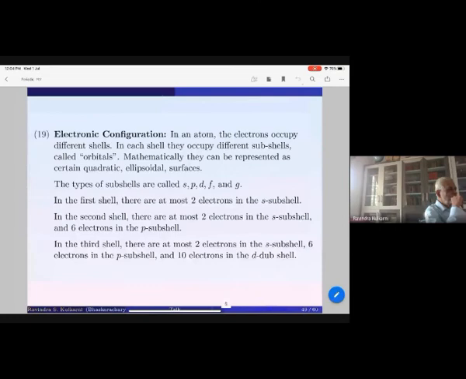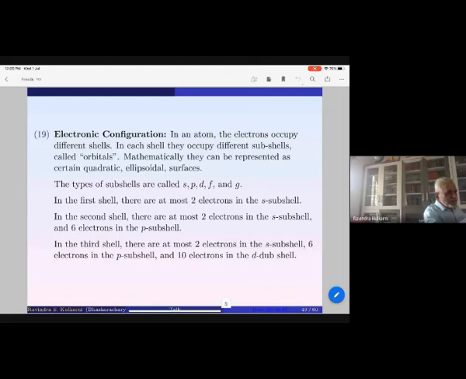Now this is the electronic configuration. In an atom, the electrons occupy different shells, and in each shell, they occupy different sub-shells. A shell can be modeled as something like a sphere, like a spherical rim. And the sub-shells are really some quadratic surfaces. So this is like an ellipse being fitted on the planetary motion. These quadratic surfaces are fitted on the subshells, and they are called orbitals in chemistry. Mathematically, they can be represented as certain quadratic ellipsoidal surfaces.